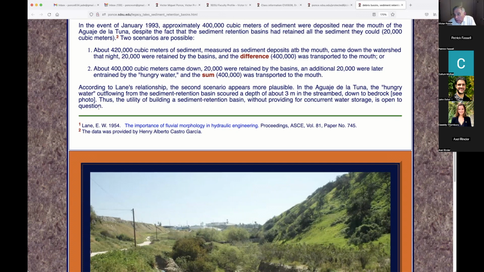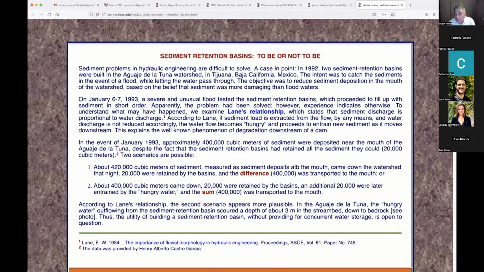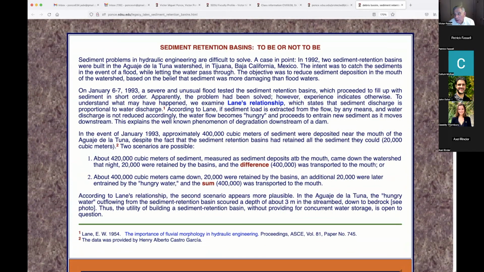However, if you want to protect the downstream stream so that it doesn't erode, then you can do it. That's a lot of work, and there's a lot of cost involved in doing this, but it can be done. Otherwise, the sediment retention basins in a situation similar to the one that we just narrated would be a waste of money. So that's why this story is called To Be or Not to Be.